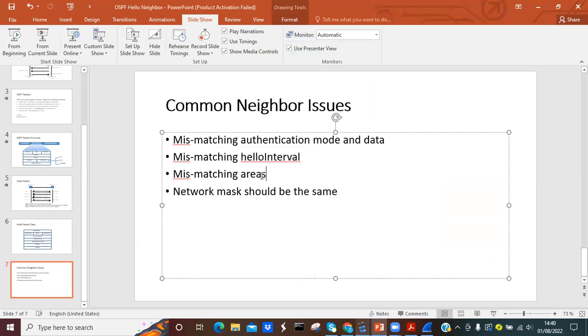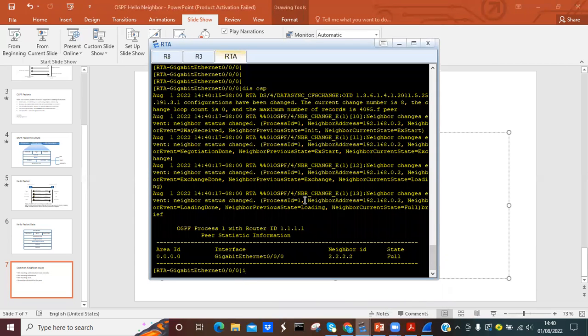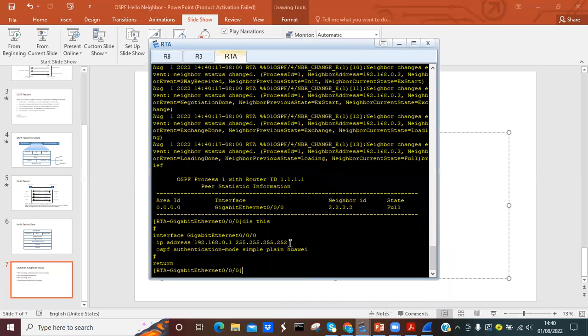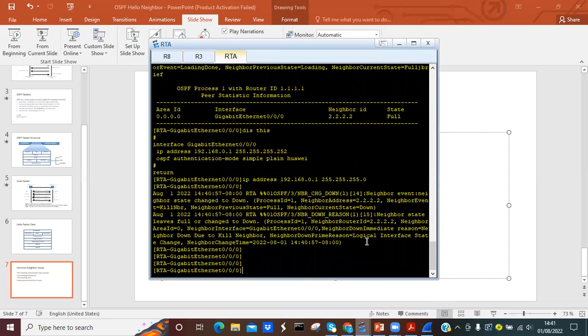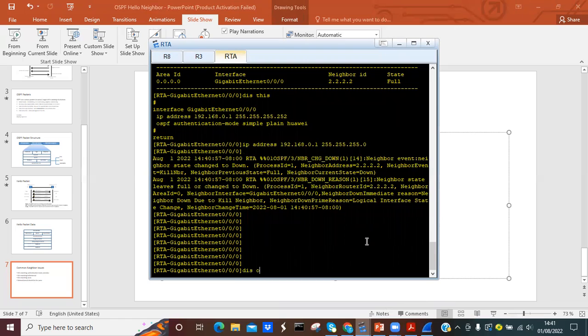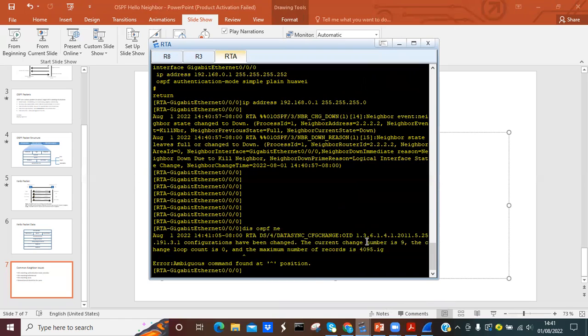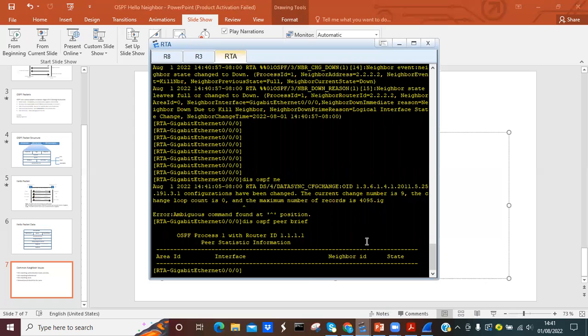So the other one is mismatching area. If the sending router interface is in area 0, but the receiving one is in another area, maybe area 1, it won't work. And the network mask of the sending interface. So for example, if we display this interface, it is /30. Supposing we make it /24. So copy, paste here. We make it /24. You see the neighbor has immediately gone down. So if you display OSPF peer brief, sorry, still thinking Cisco type. You see there is no neighbor.